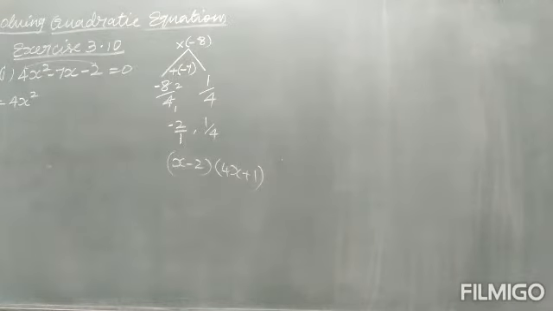Write the equation in general form. So the equation is already in general form. Then, by splitting the middle term, factorize the given equation.